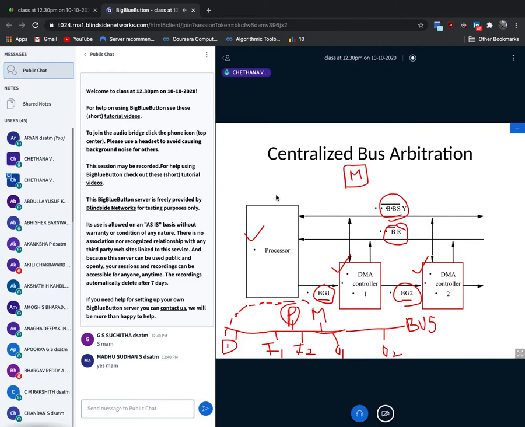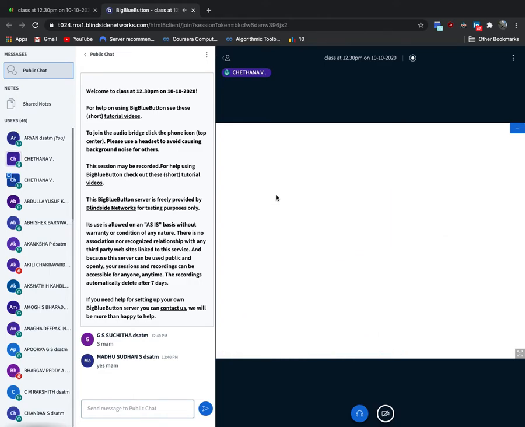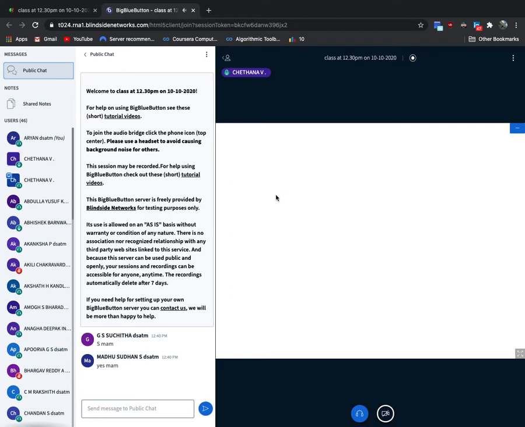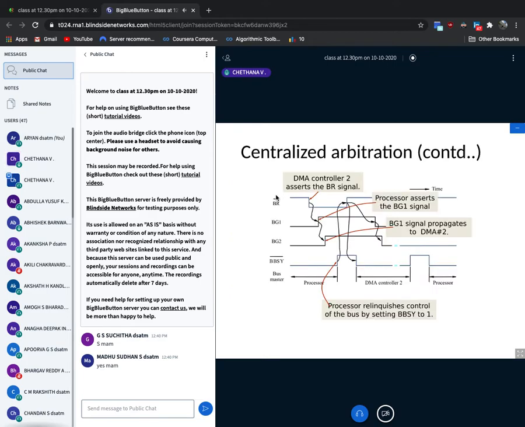But we have already discussed distributed arbitration. This is centralized bus arbitration. See the heading, centralized bus arbitration. There is one more heading, that is distributed bus arbitration. So that is done by, I think you are able to see this slide, the second one.